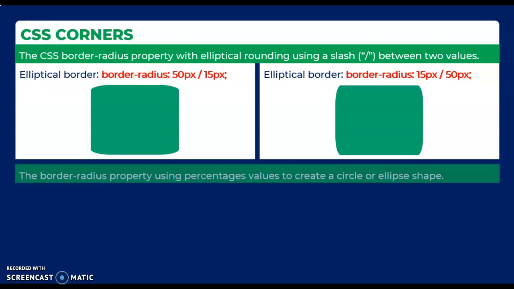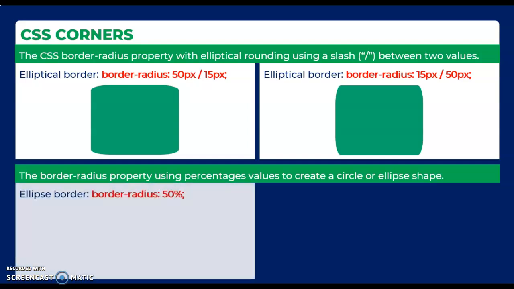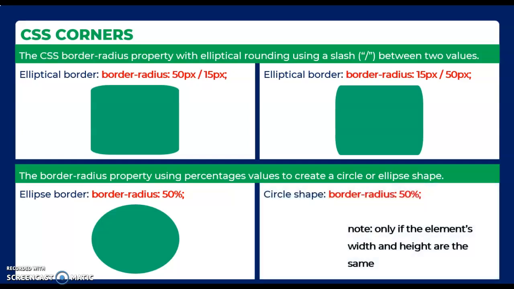The value of border radius property can be specified in percentages when wanting to create a circle or ellipse shape, but can be used anytime you want the border radius to be directly correlated with the element's width. This border radius property for creating a circle shape with a value of 50% can be applied only if the element's width and height are the same.